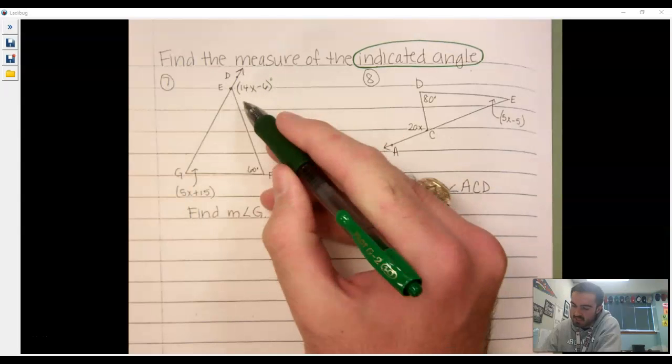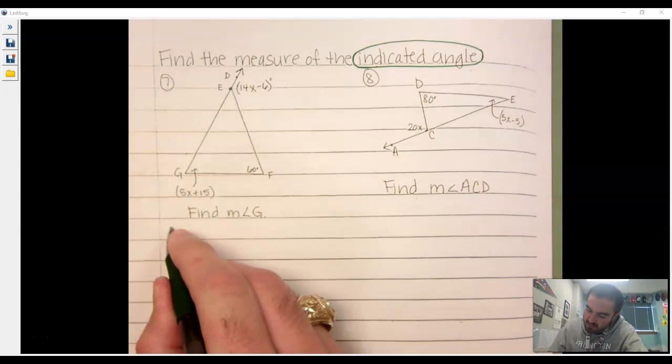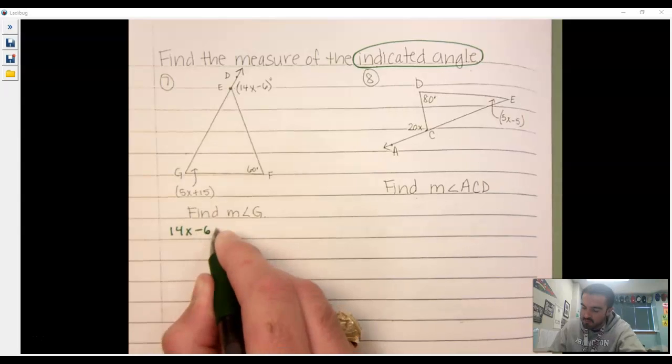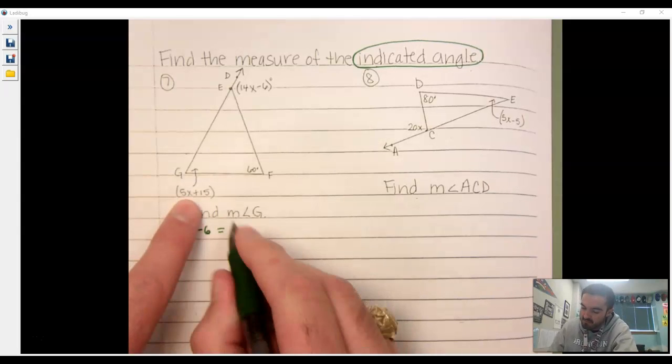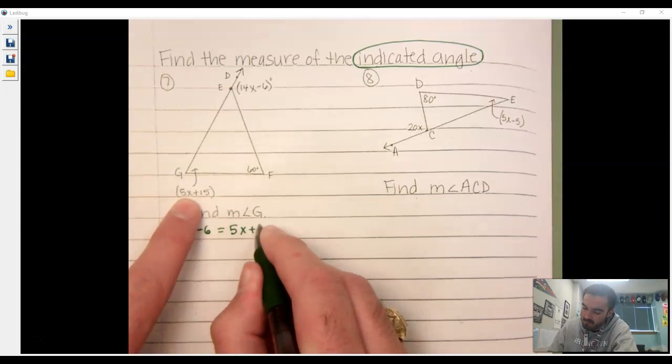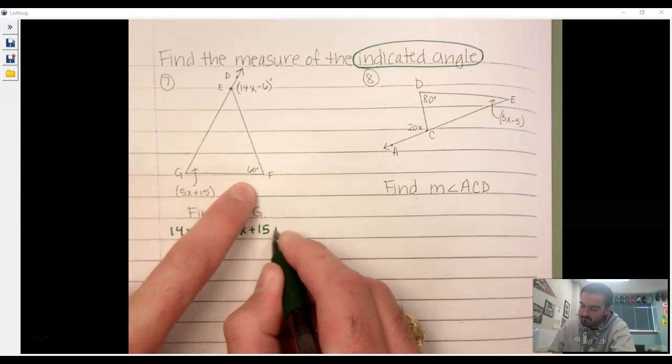See that there's a triangle. This is the exterior angle. So let's write that first. 14x minus 6 equals 5x plus 15 plus 60.